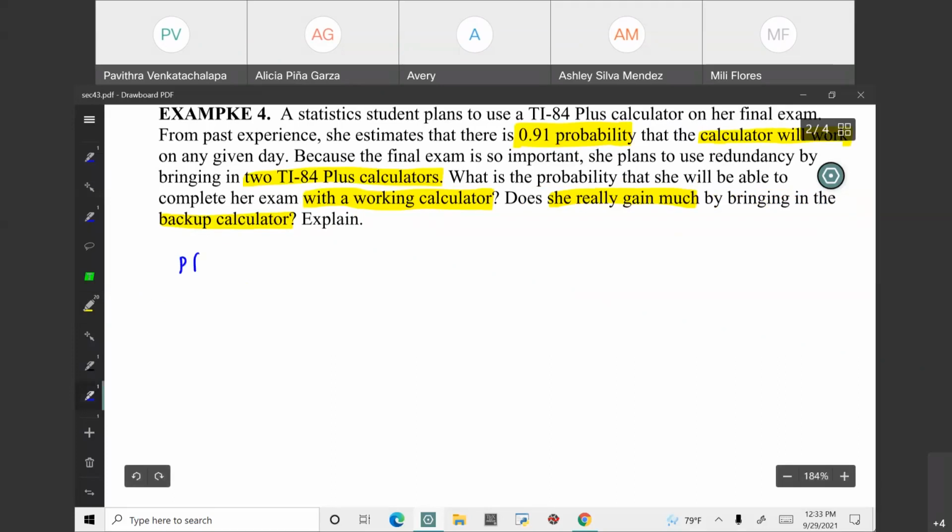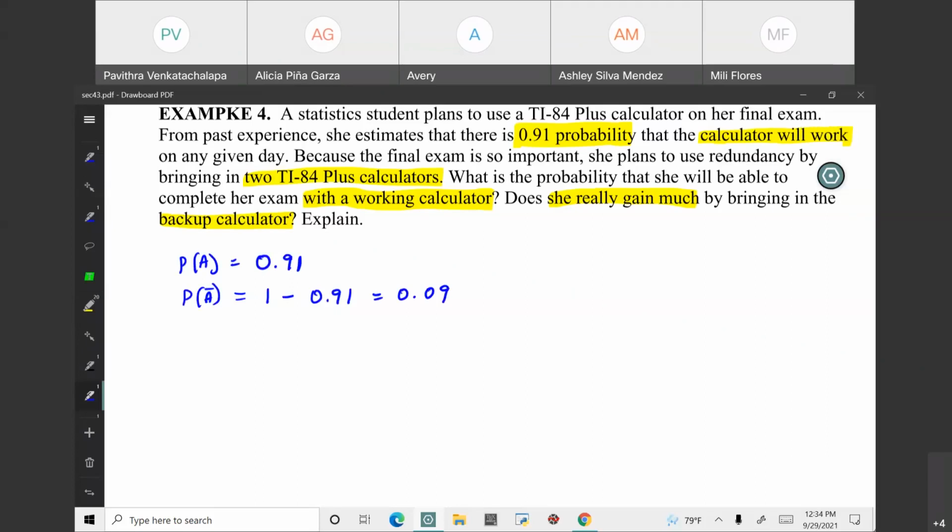So probability of A, that means one calculator, is 0.91. What would be the probability of that calculator not working? 1 minus 0.91, which is 0.09. There is only a 9% chance that the calculator will not work. Okay, now this is only for one calculator. We have two calculators. Now, what is the probability that both calculators will not work?